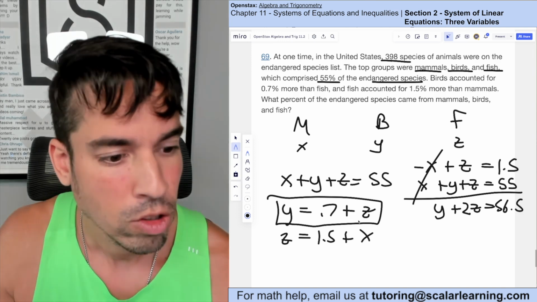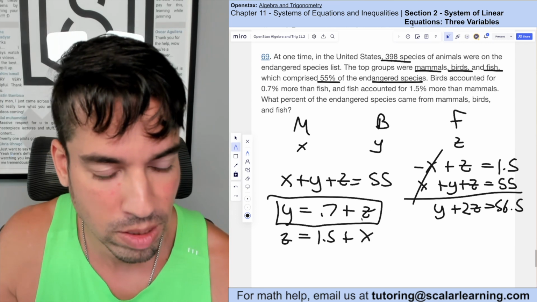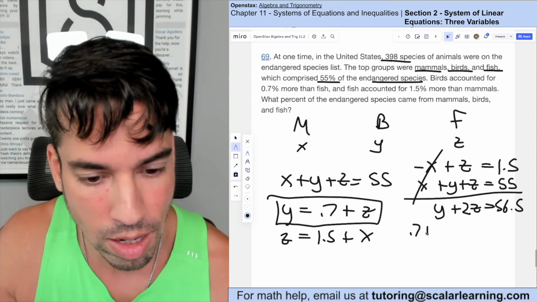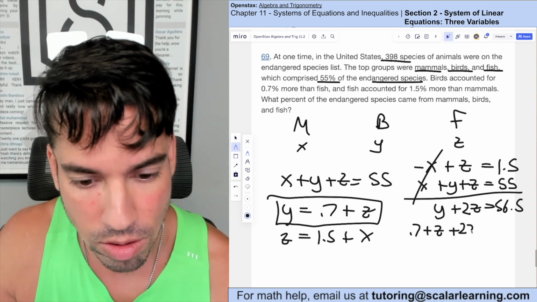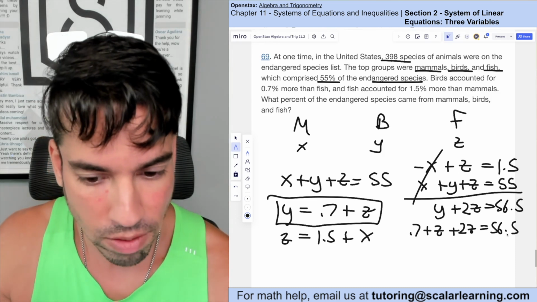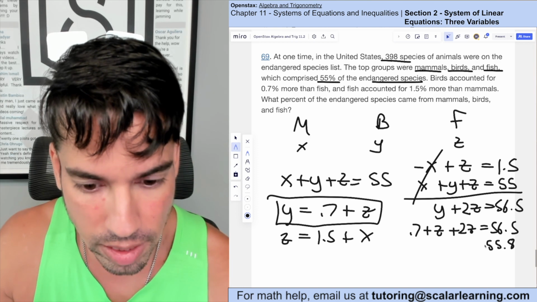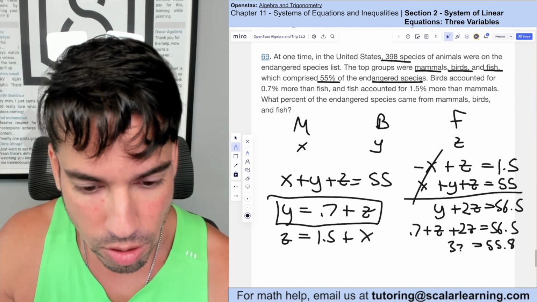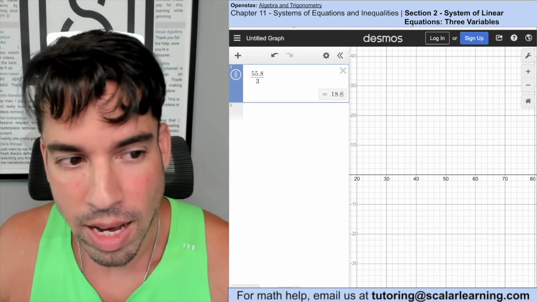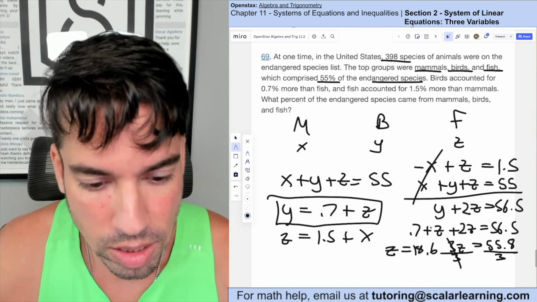Great. So now I have this equation. I also have this equation, Y equals 0.7 plus Z, I can just substitute that in. So I'm going to replace Y with 0.7 plus Z, and then we have still the 2Z is equal to 56.5. Now I'm going to subtract 0.7 from both sides. That's going to be 55.8 is equal to Z plus 2Z, which is 3Z. We're going to divide both sides by 3. Let's do that in Desmos. And we get exactly 18.6. So Z is 18.6. So that's the amount of fish.